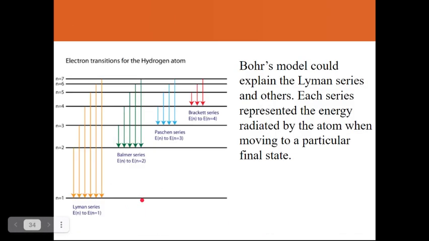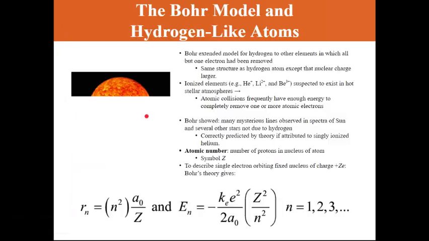So what the Bohr model does is it tells you that all these series seen were representing the energy radiated by the atom in the form of photons when they move to a particular final state. So the Balmer series, for example, were the wavelengths of light seen when electrons in the hydrogen atom jump down to the second state from upper ones. The Lyman series are when electrons jump down to the ground state.